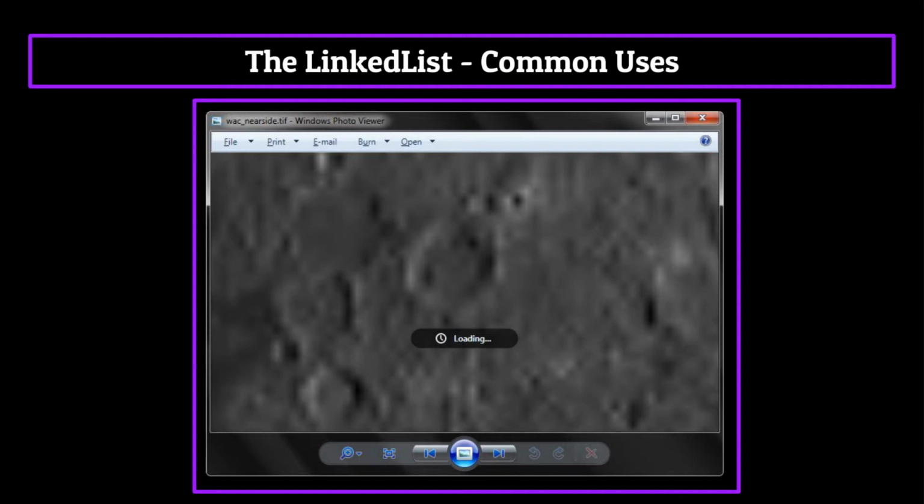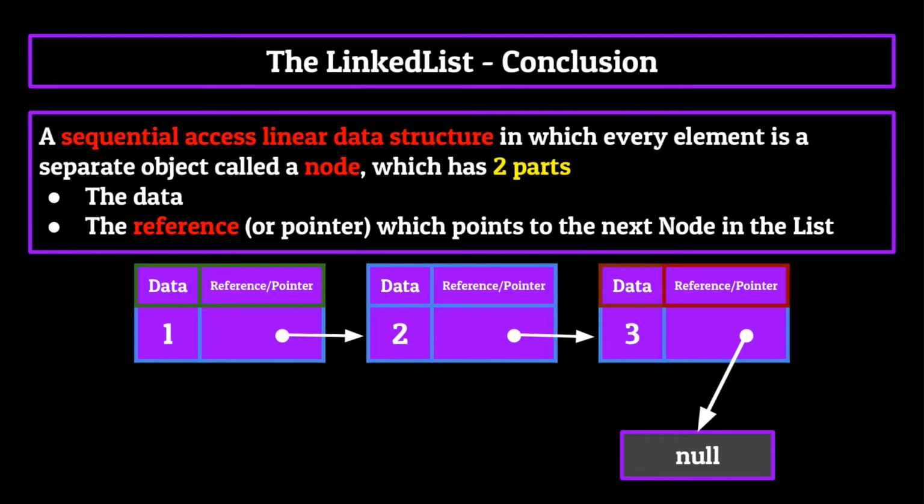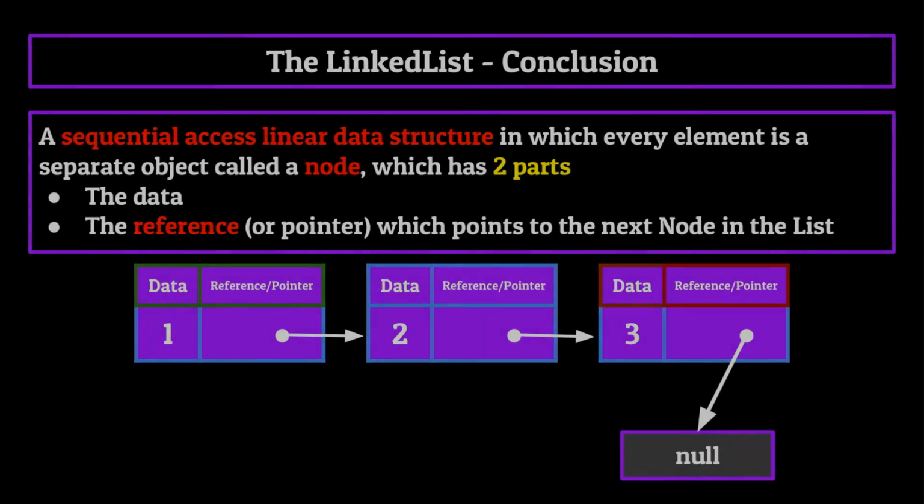As you can see, while the main functionality of a linked list might be to back other data structures, it can also be used by itself and be extremely effective. And that concludes our discussion on the linked list, a sequential access linear data structure in which every element is a separate object called a node with two parts, the data and the reference, which points to the next node in the linked list. Next week, we'll cover just a small branch off of the linked list, known as the doubly linked list, and following that, we'll start getting into some of the really advanced data structures, so stay tuned.